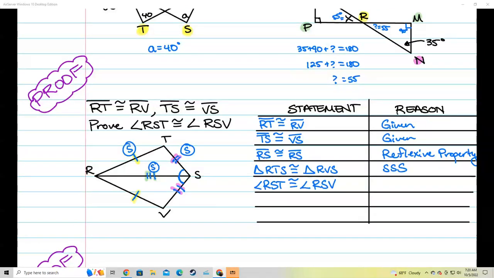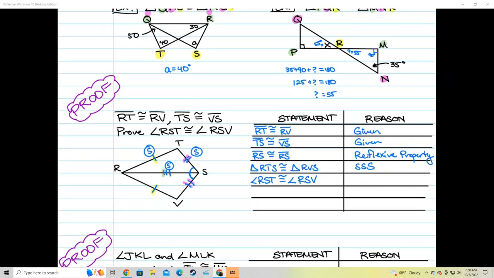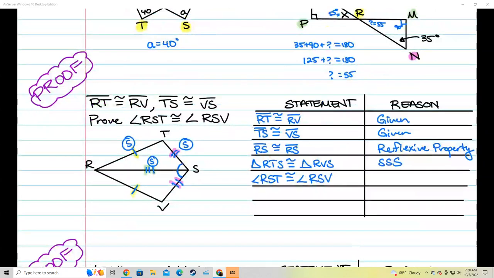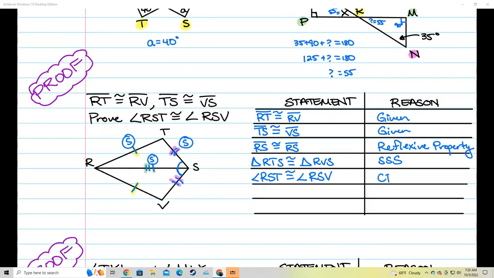How did I know that? Well, because they're congruent triangles, and corresponding parts of congruent triangles are congruent, which means I get to write that this is true because CPCTC. Since the triangles are congruent, then their pieces must be congruent. Therefore, I can say those two little angles must be the same.